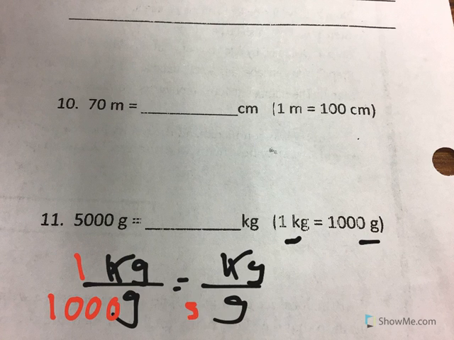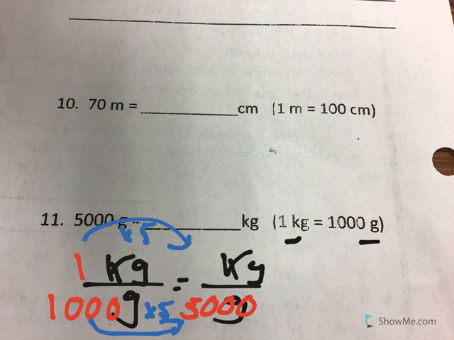So if I have 5,000 grams, I want to know how many kilograms. If I scale this, I can say 1 times something is, 1,000 times something is 5,000. That's 5. So I can multiply 1 times 5, and I'm going to get an answer 5.